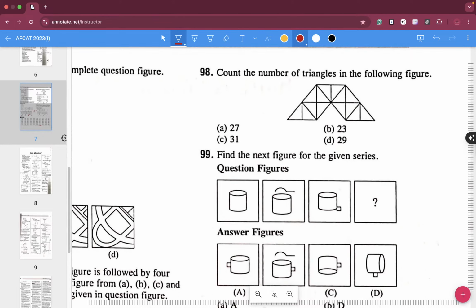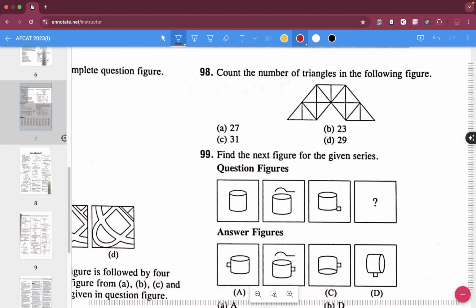Mirror image, yeah. Now count the number of triangles here. What is the number of triangles in this particular one, folks? What do you guys think? I want you folks to spend a bit of time here and write down in the chat what you think the number of triangles is.